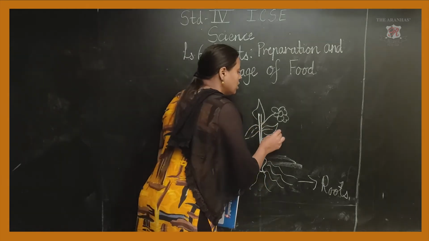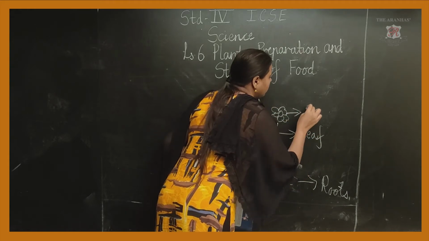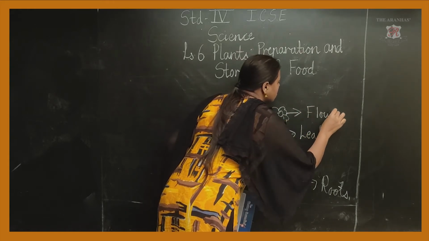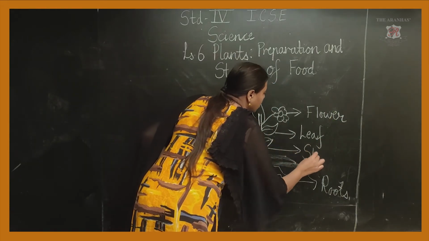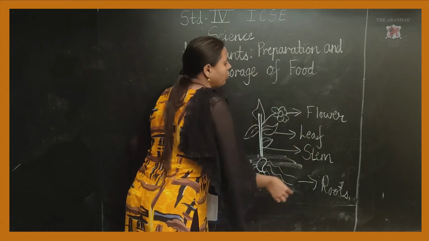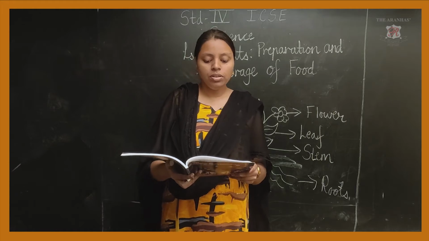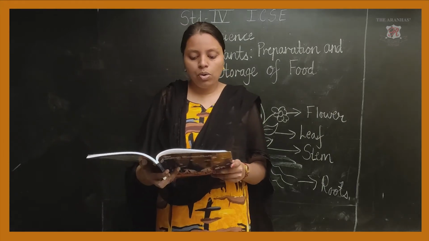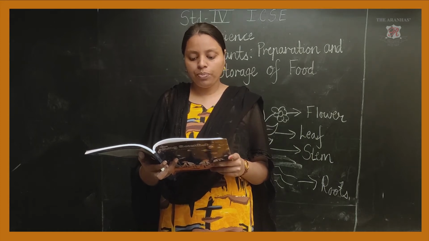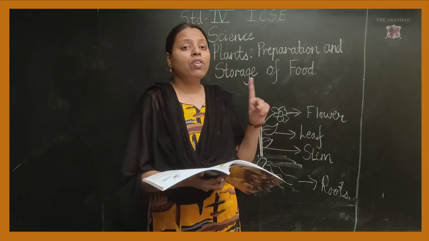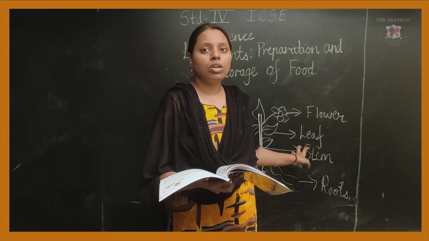So this is the way. This is the leaf, this is the flower, and this is the stem. Now each part of the plant has different functions, as shown in the diagram. Leaves take sunlight, air, water and nutrients and make the food. So it prepares the food. In the presence of sunlight, air and water, plants grow.